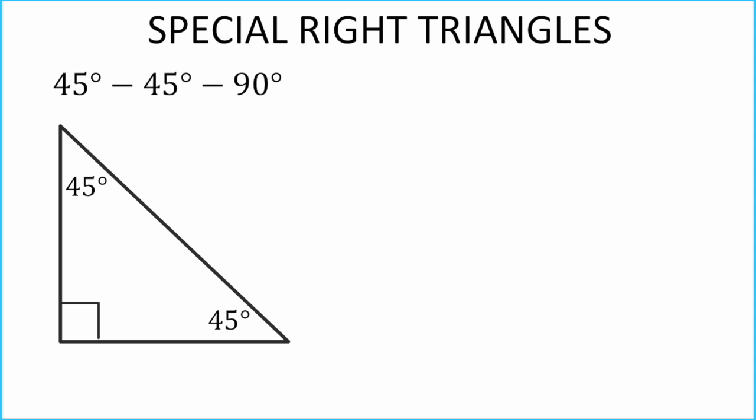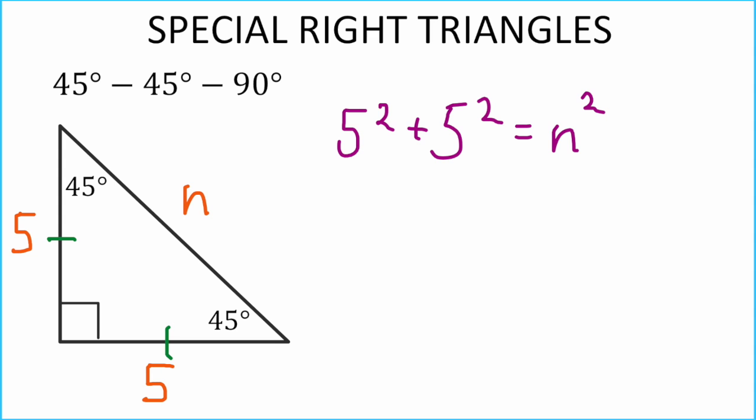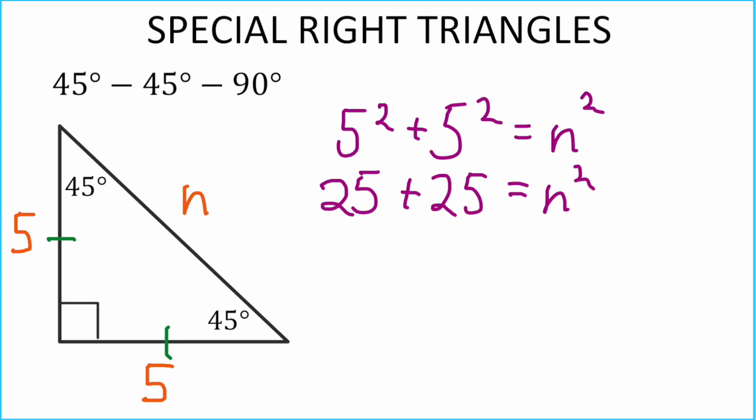This is an isosceles right triangle. When you have two equal angles, you would also have two equal sides. So let's just explore why this works by just saying that both sides are 5 and see what happens. We can solve for the hypotenuse, which we'll just call n, by using Pythagorean theorem. So we end up with 25 plus 25 equals n squared. 50 is n squared, so n is radical 50.